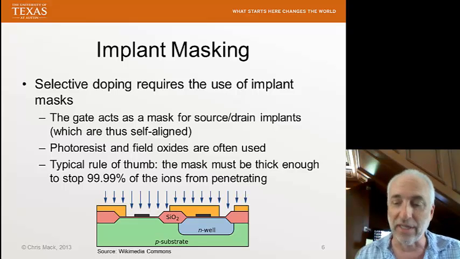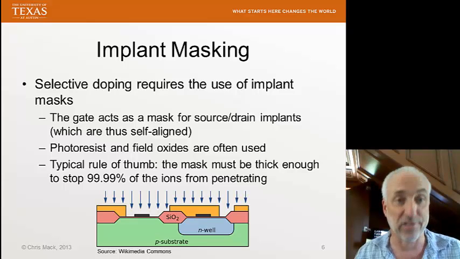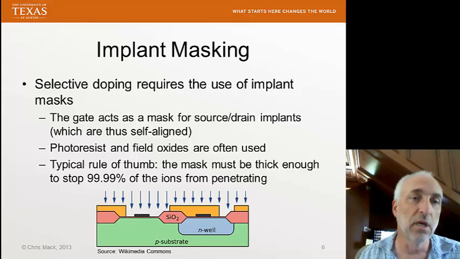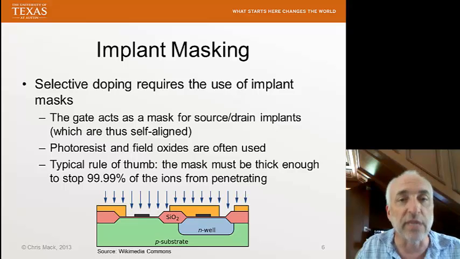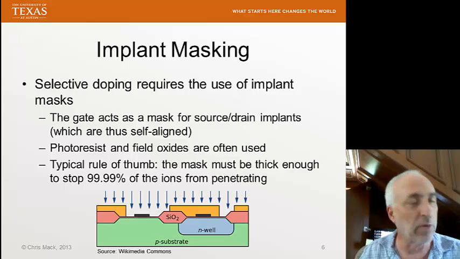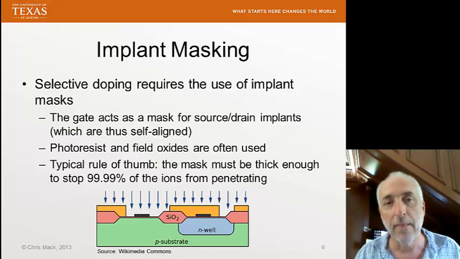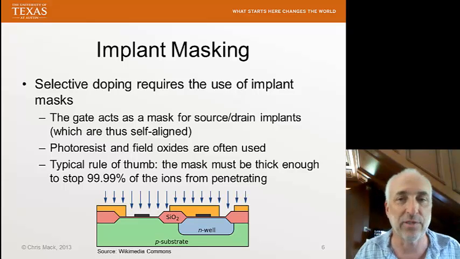I mentioned masking. In that previous example, the gate acts as a mask to stop the implant from going underneath the gate. That's how we make our source and drain. Selective doping is what we're all about here. We don't want to dope the entire wafer the same way. We want to dope various regions one way, and to do that, we have to mask the implant so that we don't get doping in the regions where we don't want it.